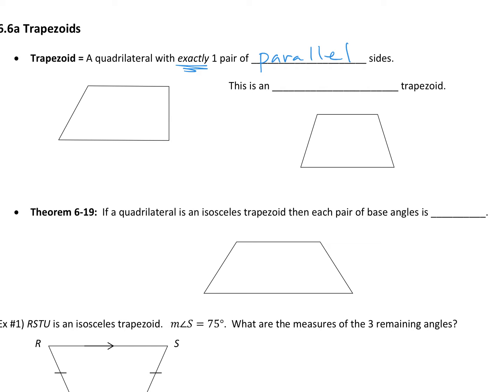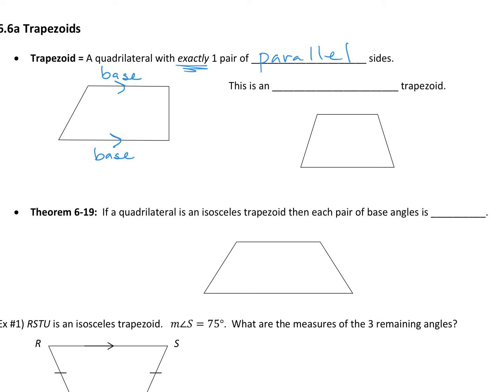Okay? You cannot have two. It can only have one pair of parallel sides. So the parallel sides on this guy would be those two. We call those our bases. So this is a base. This is a base. And then the other two sides, any guesses?